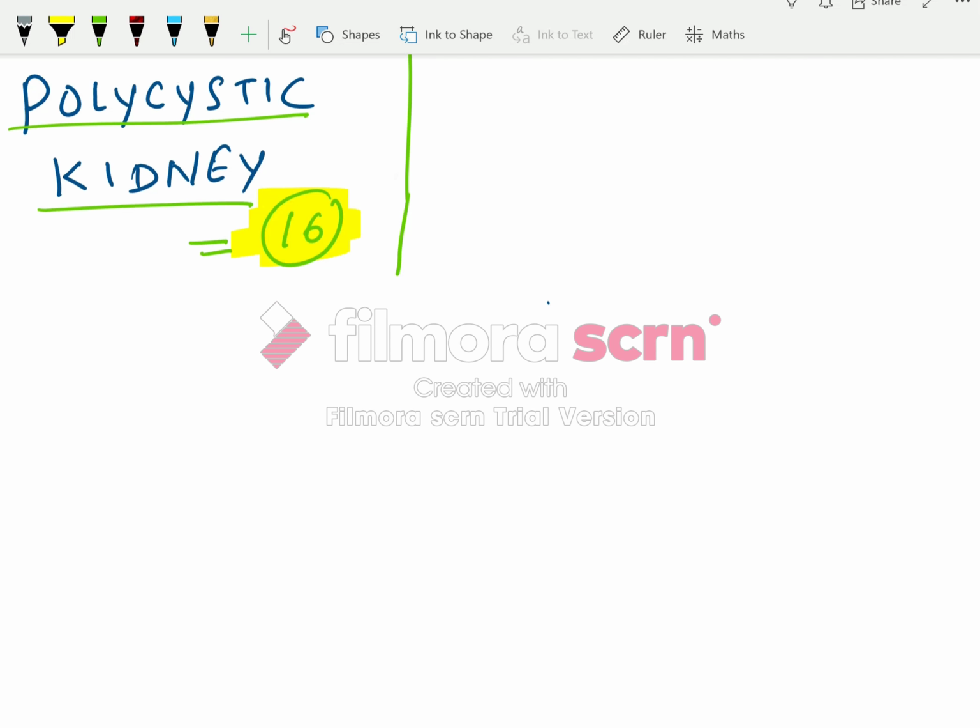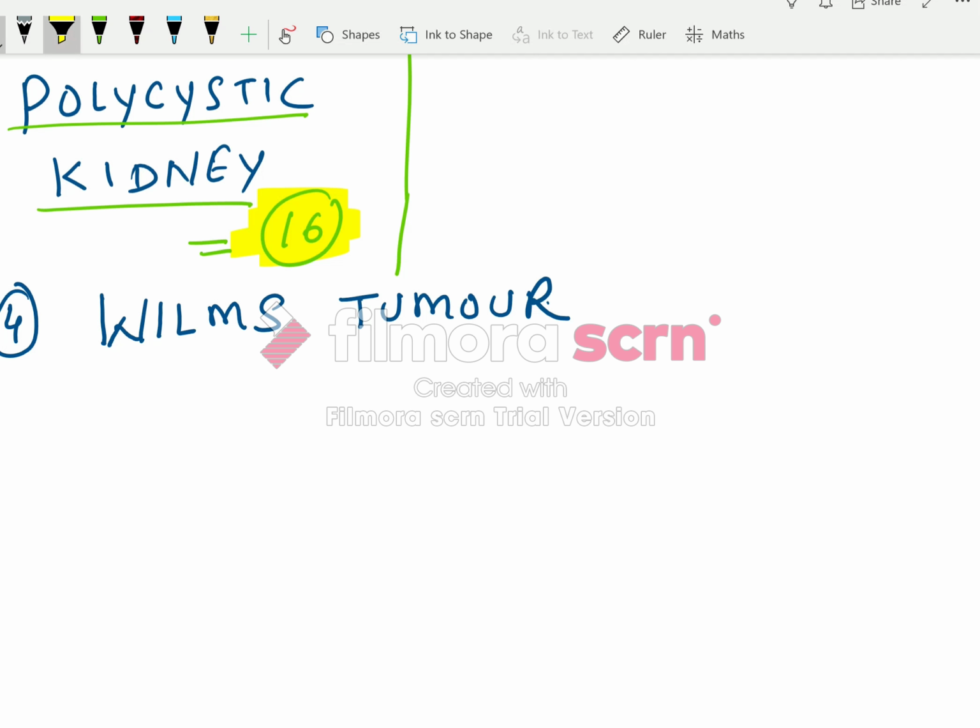Moving on to the next disease, which I am writing here. It is Wilms tumor, also known as nephroblastoma. For this I am changing the spelling of tumor. So if you count this, it will be 1, 2, 3, 4, 5, 6, 7, 8, 9, 10, 11. Chromosome number in nephroblastoma or Wilms tumor is 11.